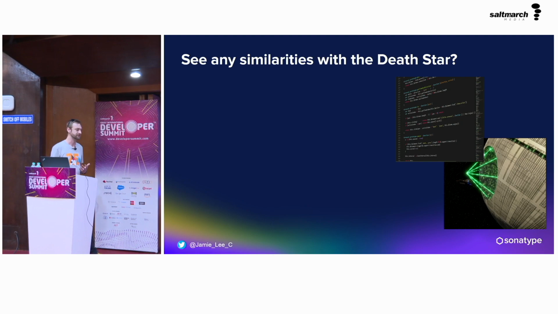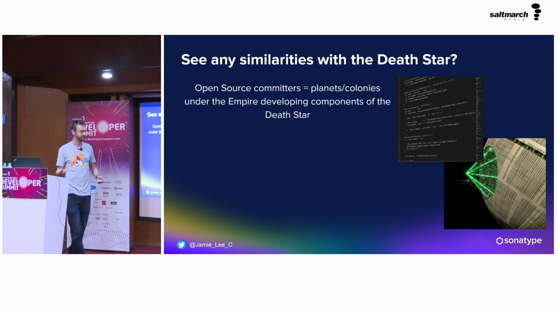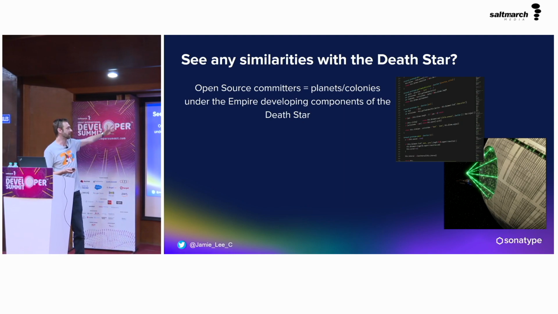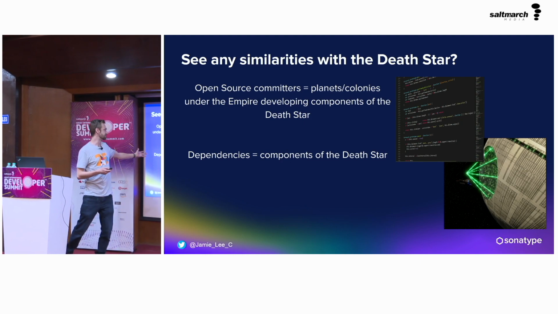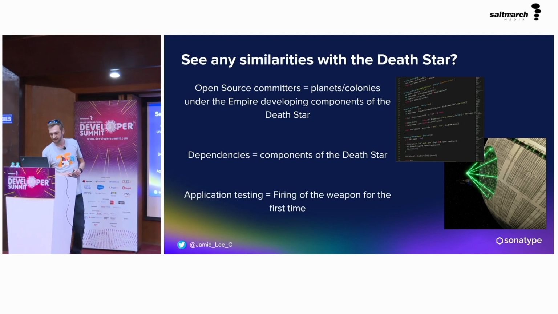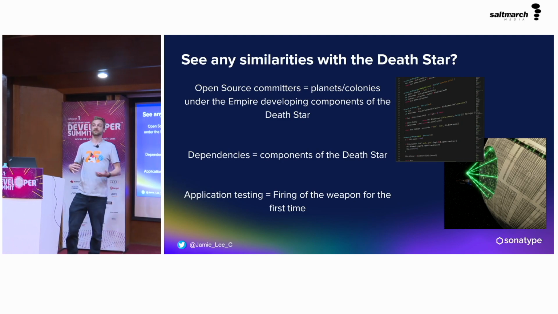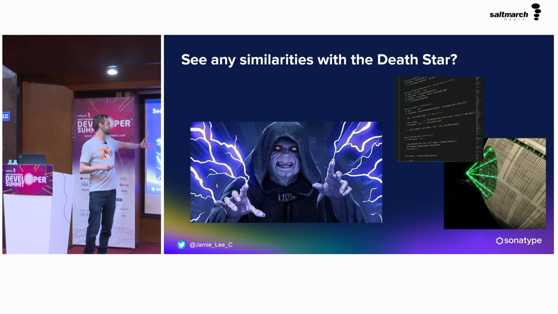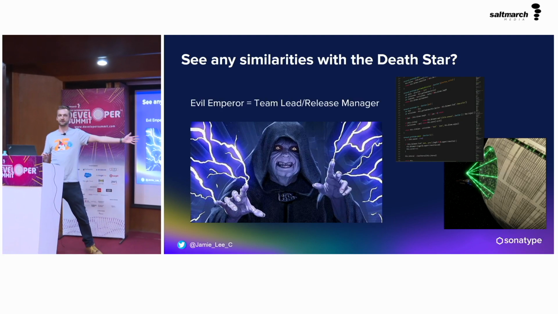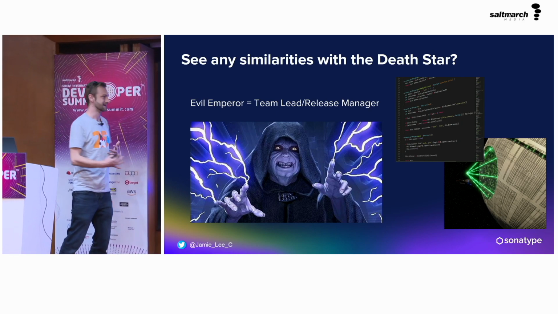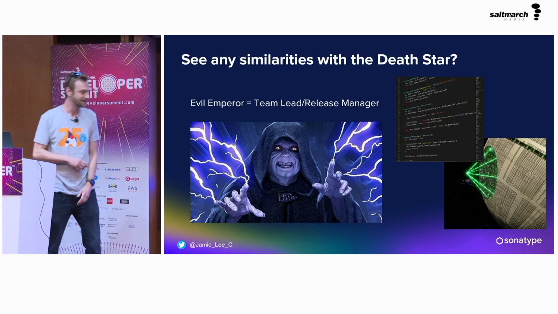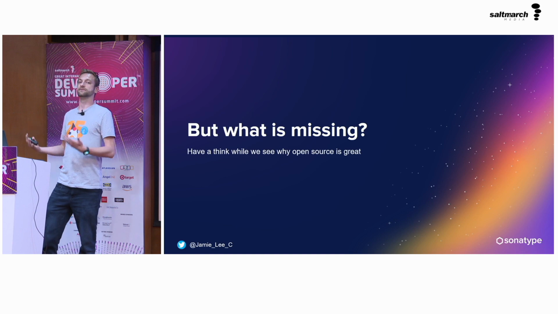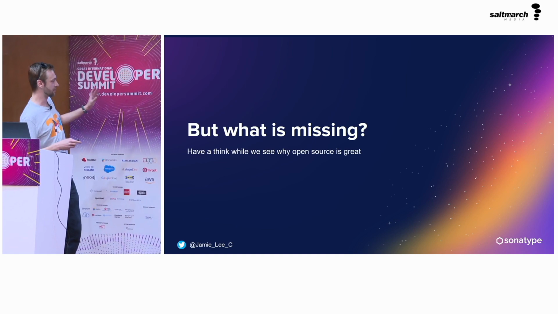So what are the similarities between modern application development and the Death Star? Well, open source committers are pretty much like the planets and colonies that are building the different parts of the Death Star. Like I mentioned, dependencies are these components that we put together. Application testing is basically like firing the weapon. And this guy, as you can see, the evil emperor, is a bit like our team lead, being the person that decides whether it gets put into production or doesn't. So what's missing from modern application development? What was missing from building the Death Star? Well, we'll go back to that in a moment.